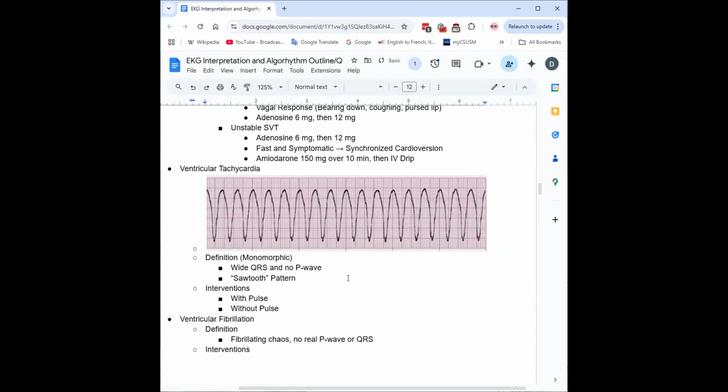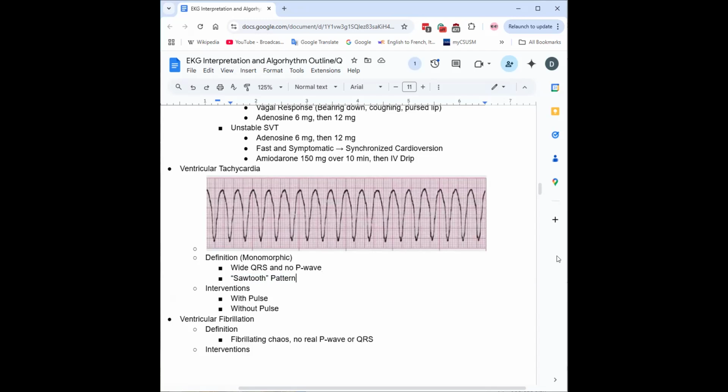Here, the definition that I put is you have a wide QRS. Remember how we talked about that QRS should be less than 3 small squares. You can see here very much that this is much bigger than 3 small squares. So we know that there's something off with the ventricular function. That wide QRS, no P wave very clearly, and it has that sawtooth or tombstone pattern.